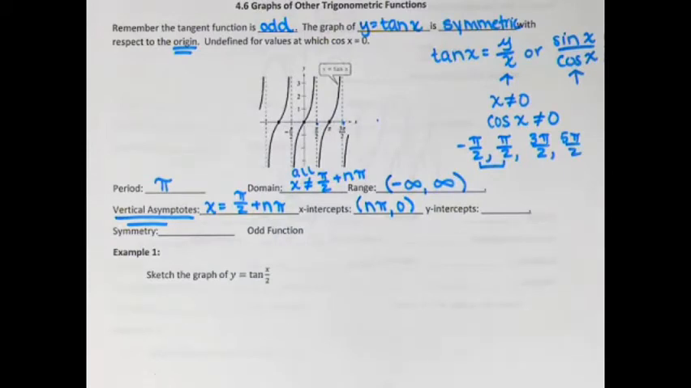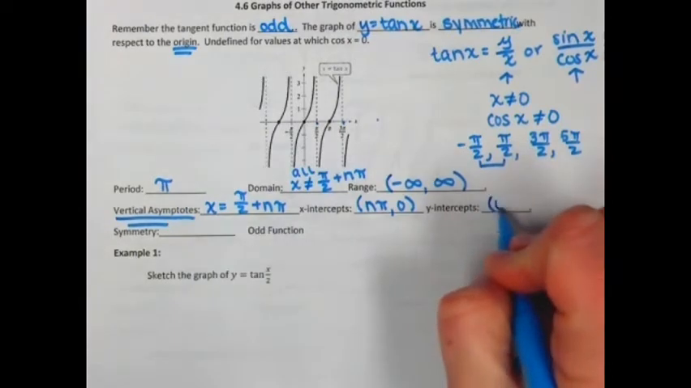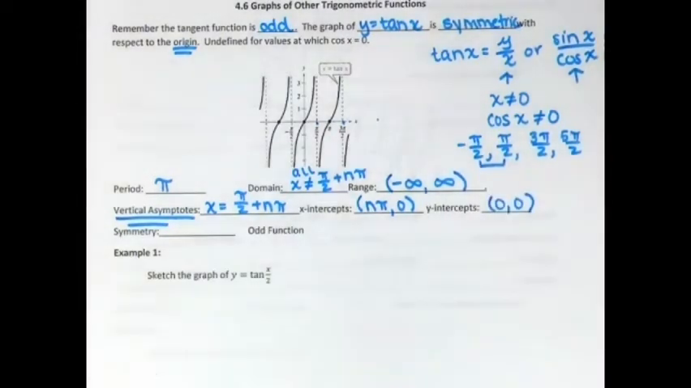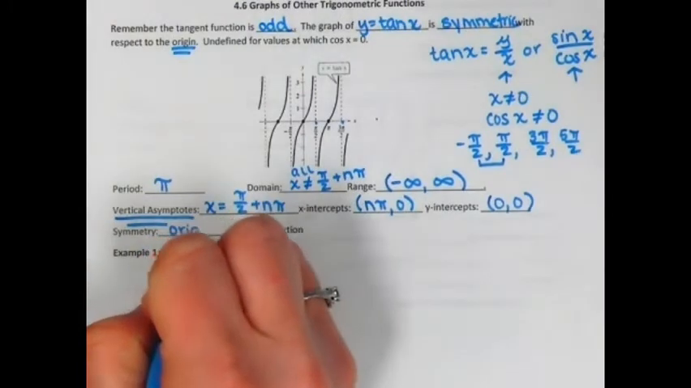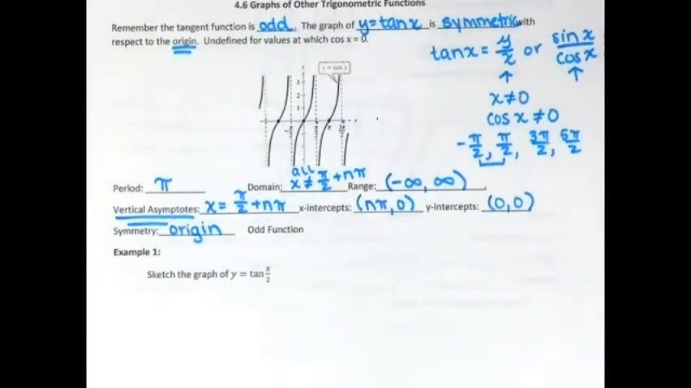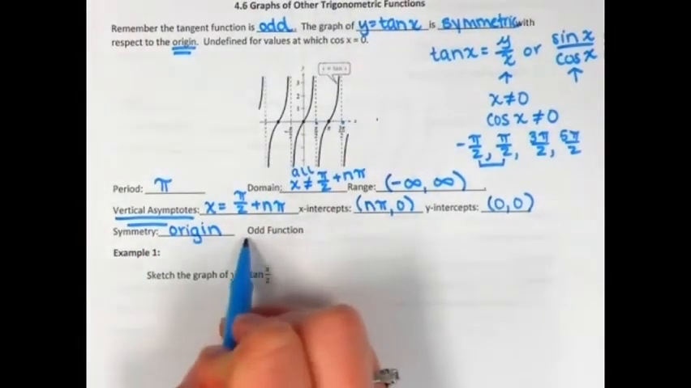Do we have any y-intercepts? Yeah, we just have one, don't we? The origin, 0, 0. And then once again, we're symmetric around what? Origin. So the left side of the origin is the same as the right side. And again, we have an odd function.